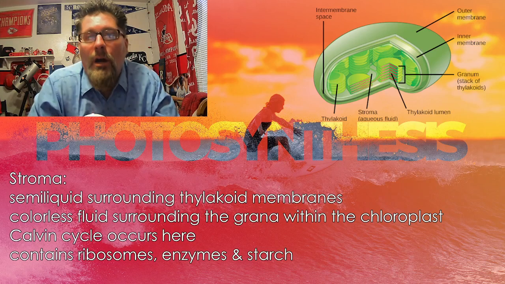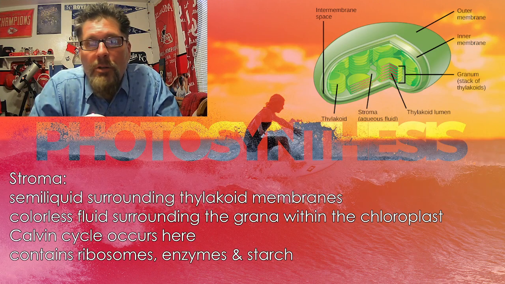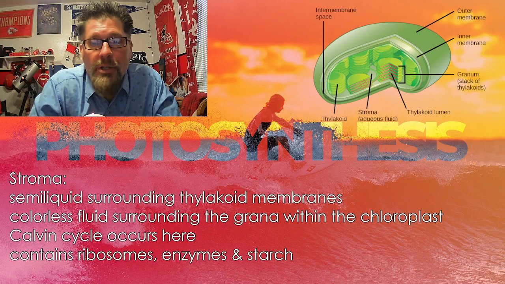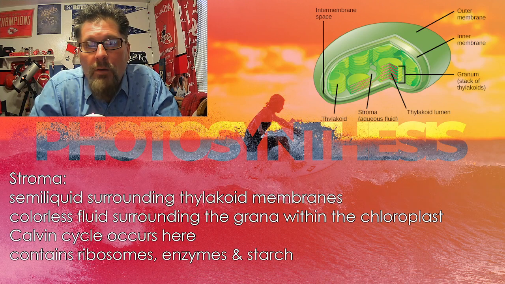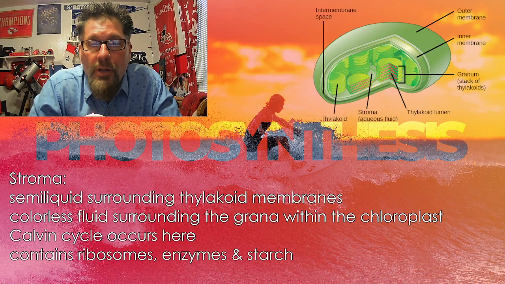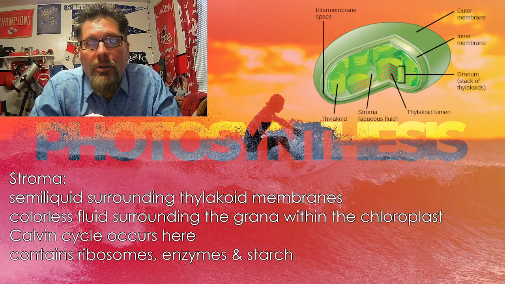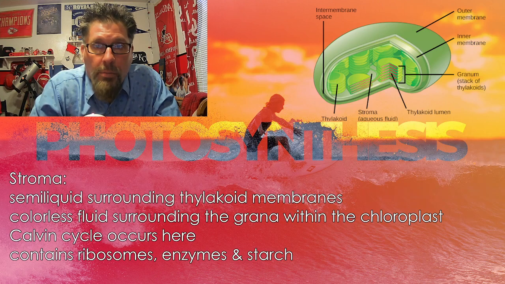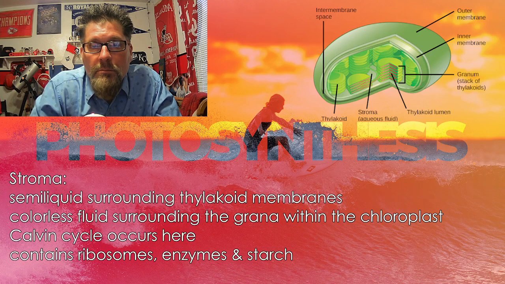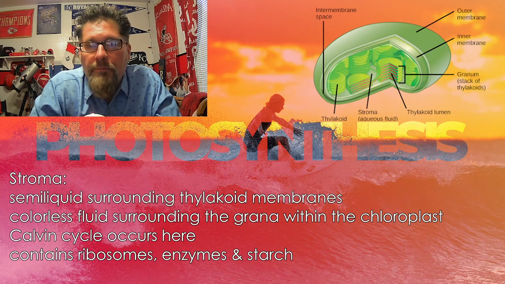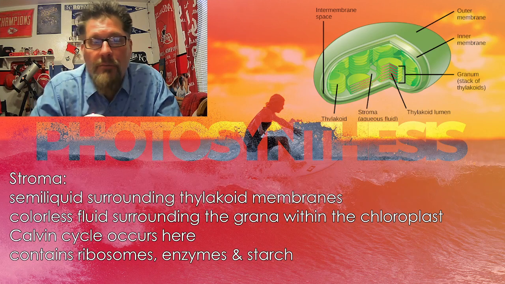But not only does it house the Calvin cycle, it also contains some things that help with that. It contains some ribosomes, so if it's got ribosomes, you know it's making some proteins. The enzymes that are needed for the Calvin cycle are there as well. And of course, if you're going to need energy to do this, it's got some starch in there as well that can be used for all this. So if you think about it, within the chloroplast, which is making the sugars, you've got starch that is used for the energy needed to get all this stuff done.